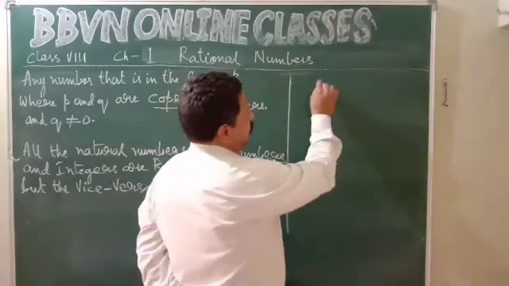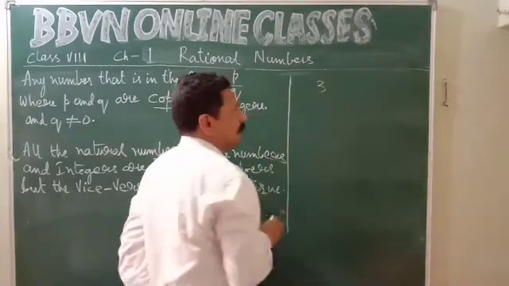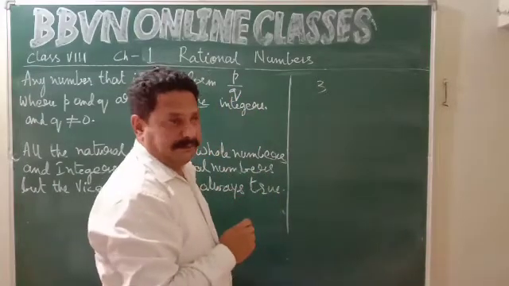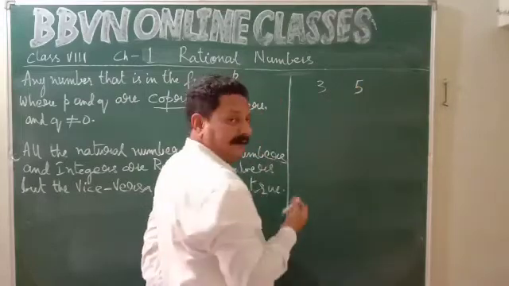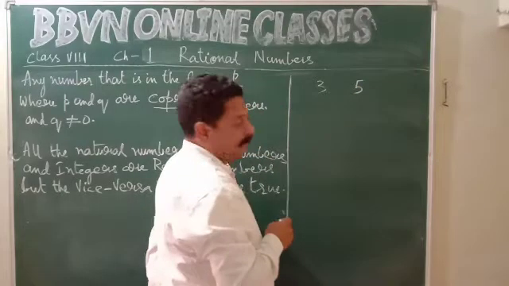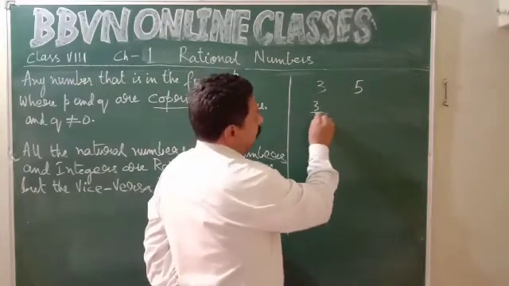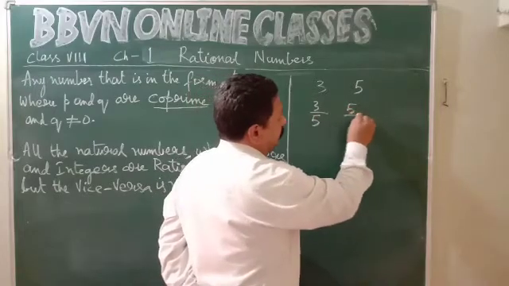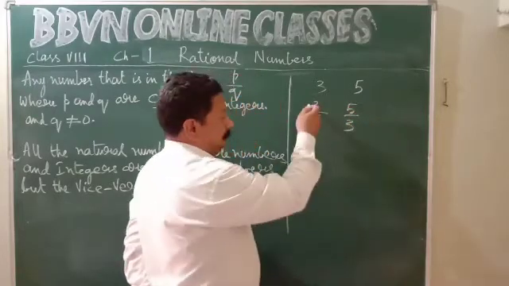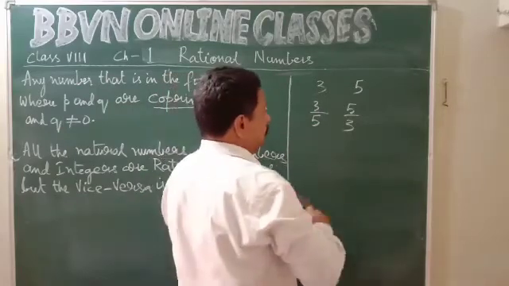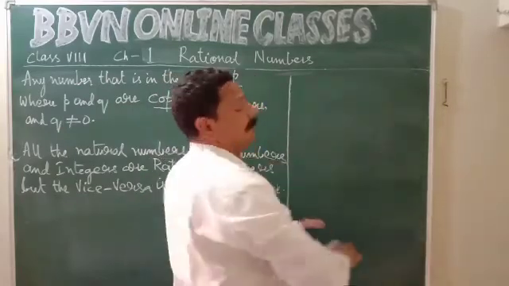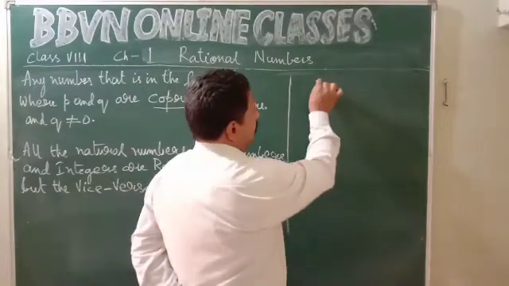So, say 3. 3 is a prime number itself. Next, 5. 5 is also a prime number. So, you can have 3 upon 5 or you can have 5 upon 3 in the form P upon Q. This is a rational number. These are primes. But what do we mean by co-primes?